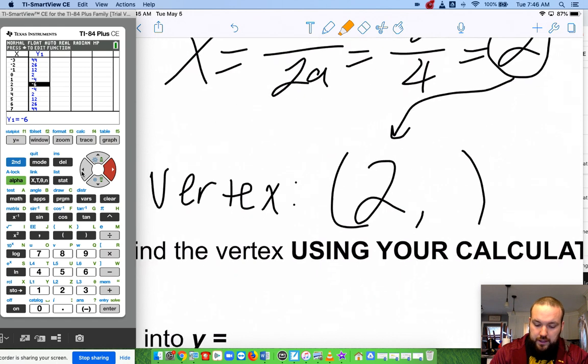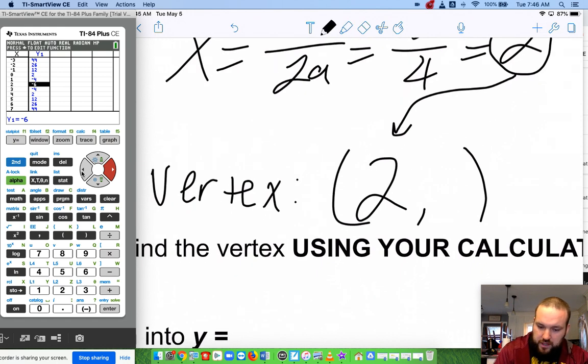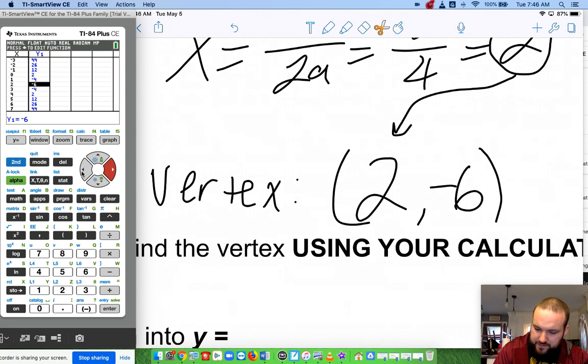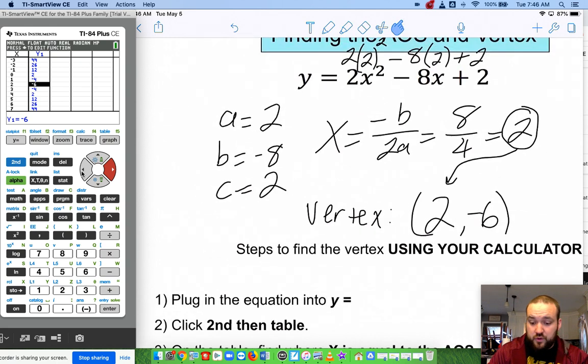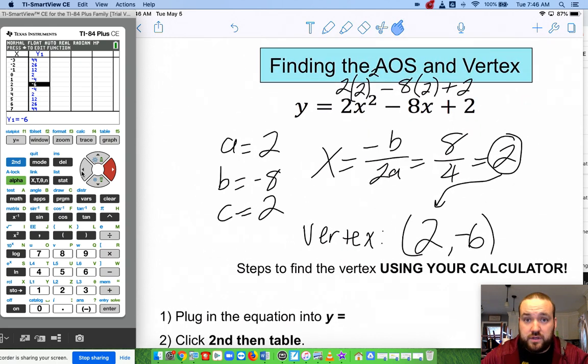So either way, the vertex we know is (2, -6). And that is really the most important part to know. If you know where the vertex is for the graph, we can draw a lot of other conclusions from that, but knowing where the vertex is on that graph is super, super important.